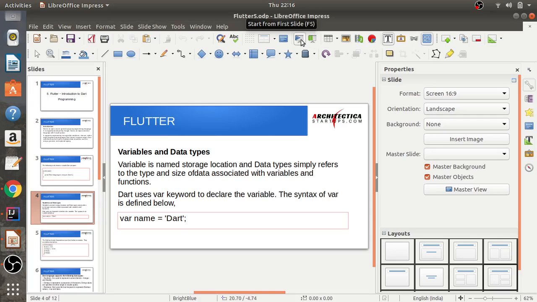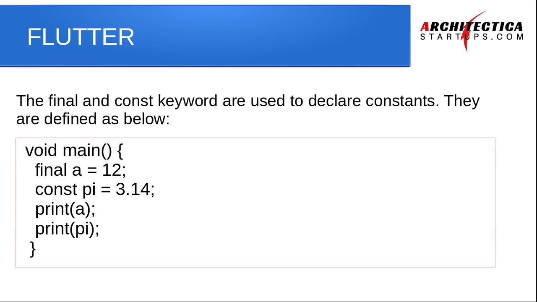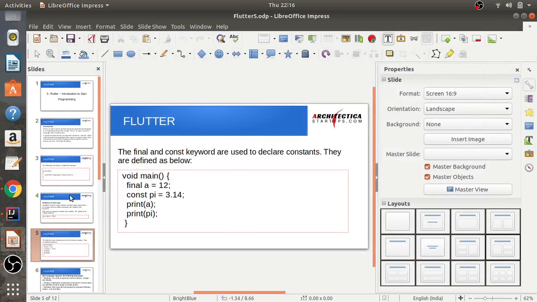We'll move forward. Like this, we have given the value to the name variable as in Dart, so it will be converted into a string. The final and const keywords are used to declare constants. They are defined as follows. For constant values, we can use final as well as const keywords.